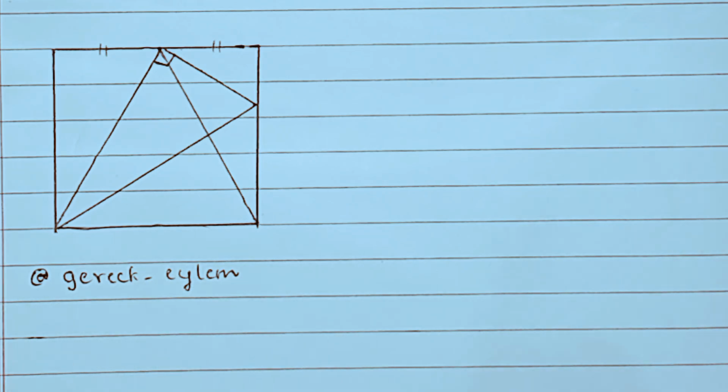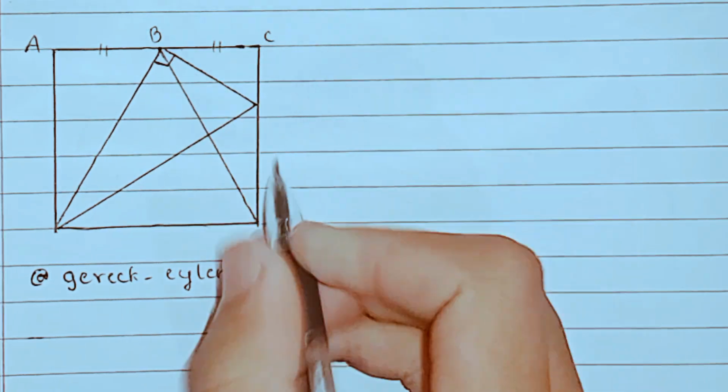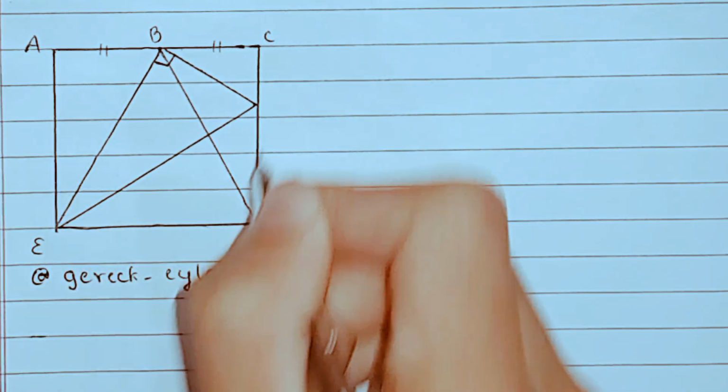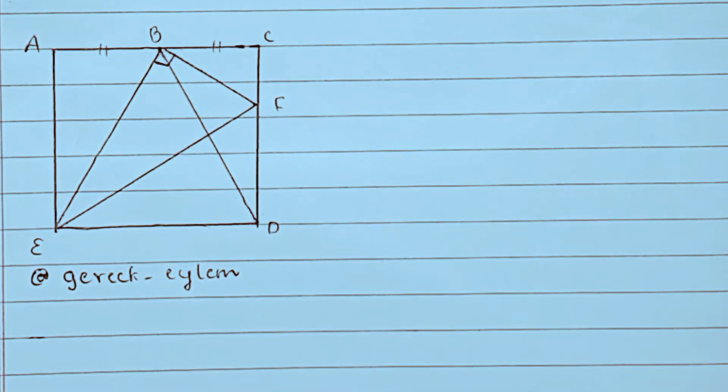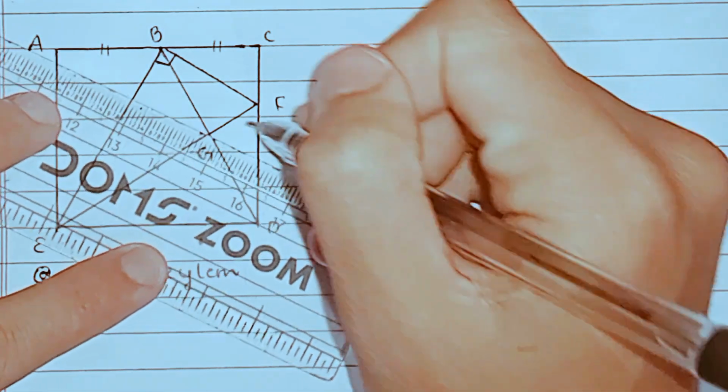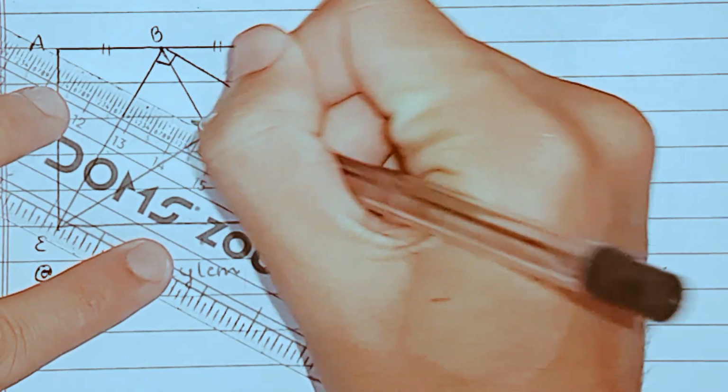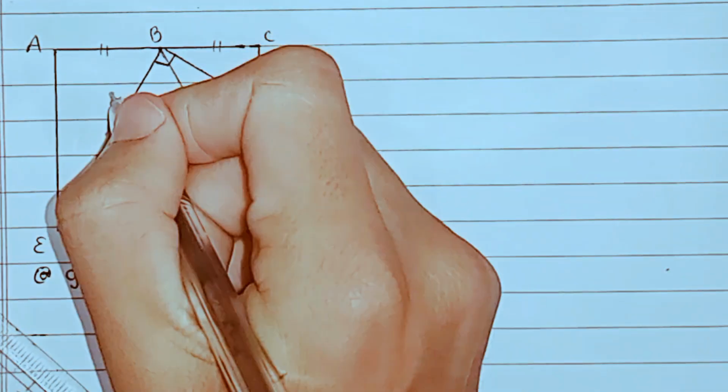So now let's begin, obviously by naming the points A, B, C, D, E, F, G. Now what we have here is that AB is equal to BC and angle EBC is equal to 90 degrees. So let's begin by the obvious construction. Let's draw a perpendicular from the line G to the opposite line, that is, let's name it as H.